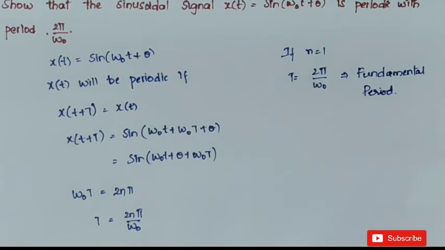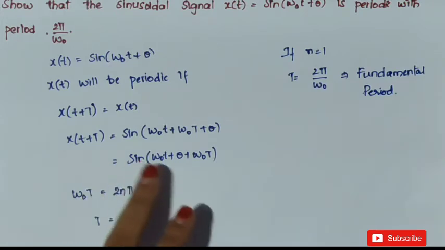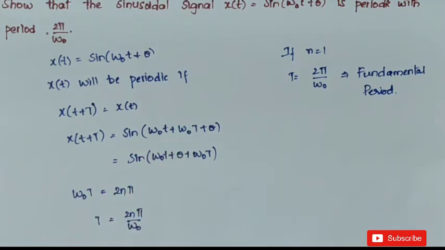This is about the second problem. Once again I will tell you. Given x of t is sine of omega naught t plus theta. Generally all sinusoidal signals are periodic signals. X of t will be periodic if x of t plus capital T is equal to x of t. So in place of t we have to replace it with t plus capital T. So it becomes sine of omega naught t plus omega naught capital T plus theta.